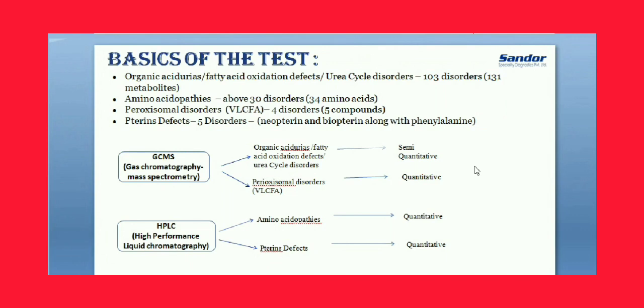This test is done on GCMS, gas chromatography mass spectrometry. This is semi-quantitative. I've given a flow diagram over there. You can just look into it. On GCMS we can perform two tests. One is organic acids, which is a semi-quantitative method, and peroxisomal disorders, that is very long chain fatty acids, or VLCFA. It is quantitative.